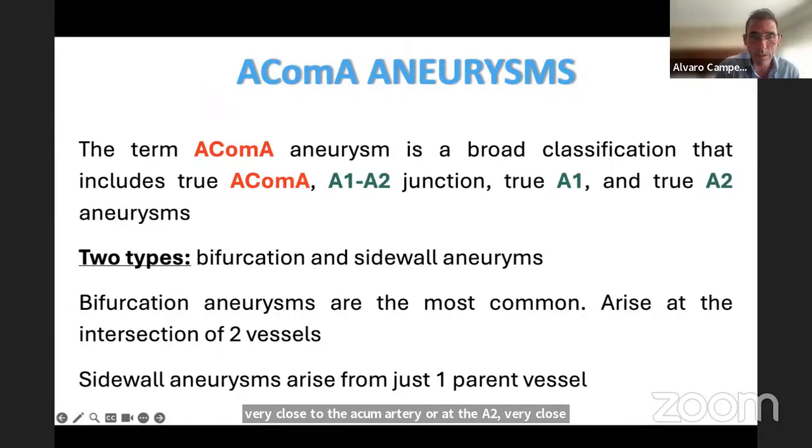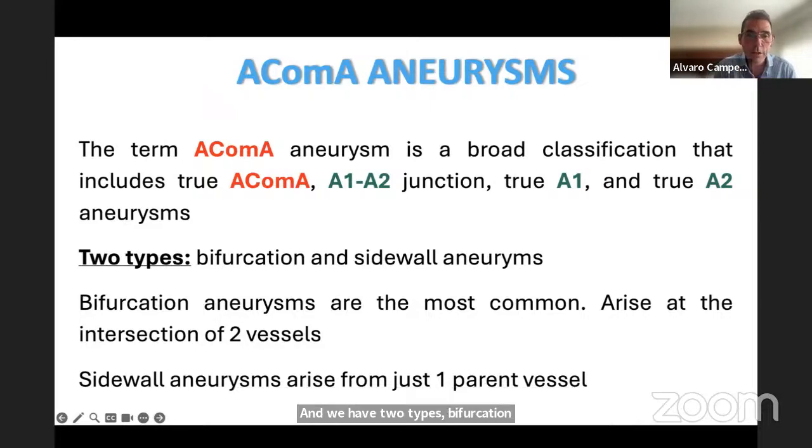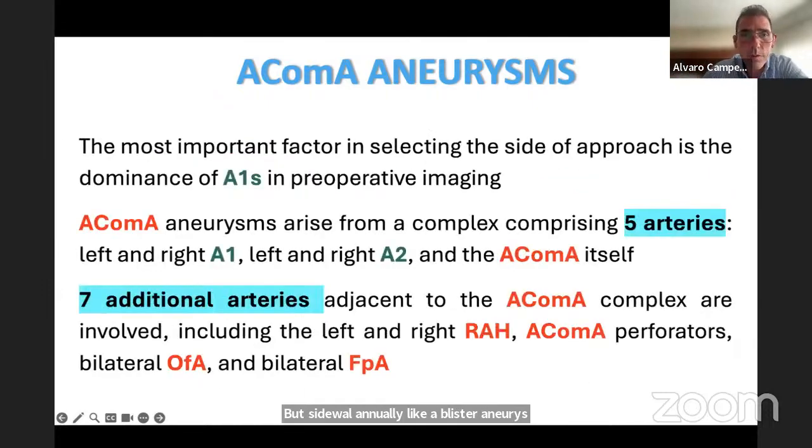And we have two types, bifurcation type and sidewall type. Bifurcation aneurysms are usually the most common and arise at the intersection of two vessels, but a sidewall aneurysm, like a blister aneurysm, arises from just one parent vessel. The most important factor for the majority of surgeons, or at least in our philosophy, when selecting the site of approach, is the dominance of the A1 in the preoperative angiotomography or angiography and so on.